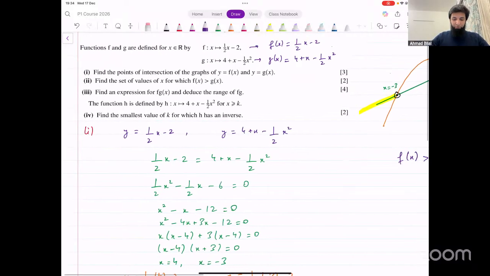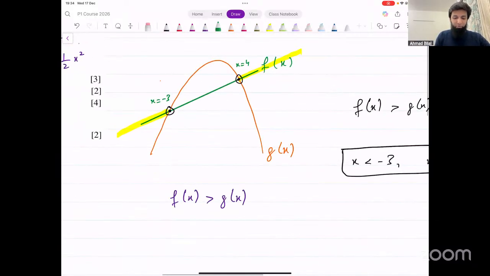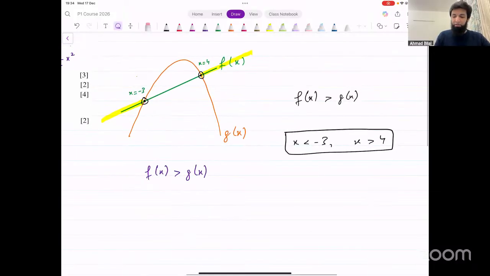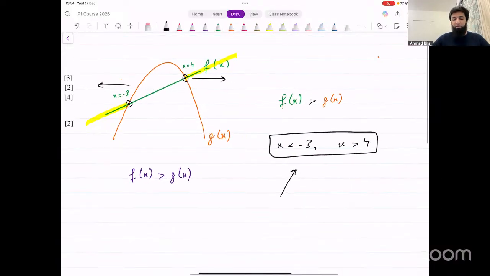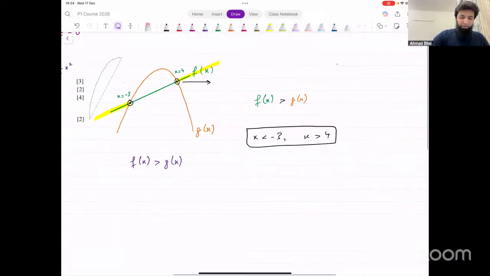So what did we do here in the first part? We found the points of intersection. In the second part, they wanted us to find where the f of x graph is greater than the g of x graph. You can see on the graph where the f of x graph is above g of x. Where is the green graph above the orange graph? It's either to the left of -3 or to the right of 4. So that's our final answer: x less than -3 or greater than 4. Okay? All right, let's have a look at the next one now.